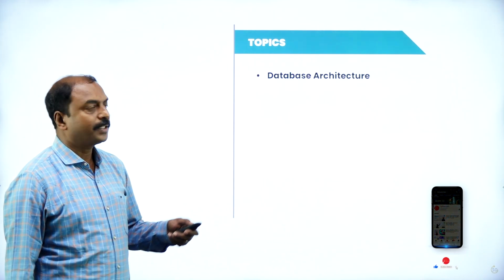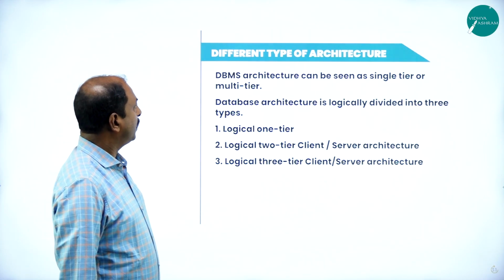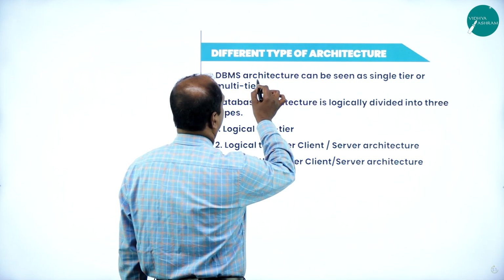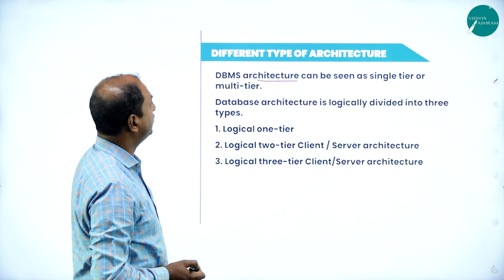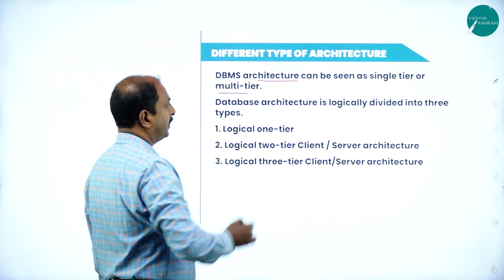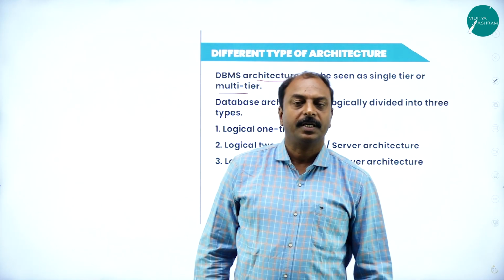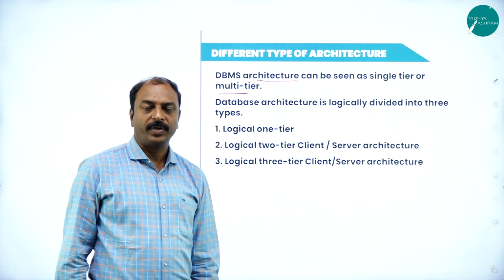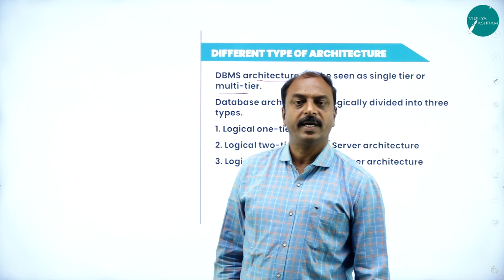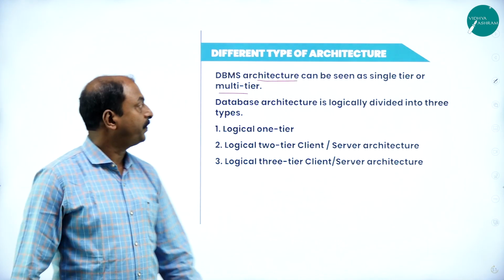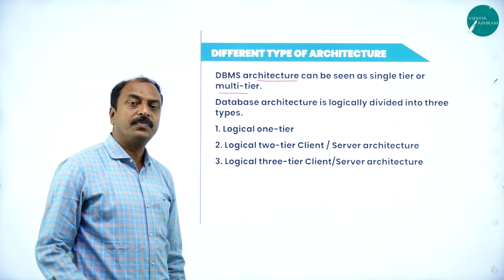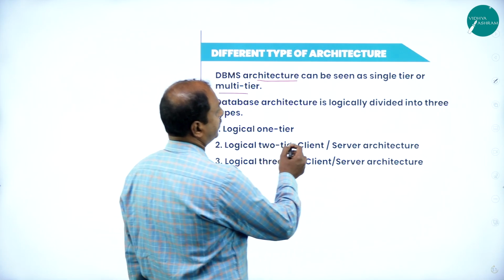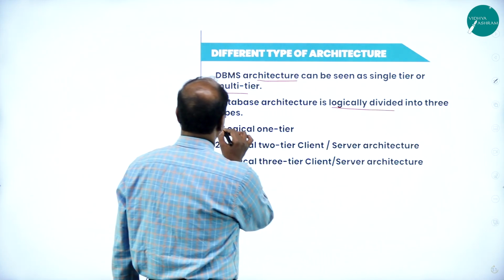Now let us see what is this architecture. What is architecture? The Database Management System architecture can be seen as a single tier or multi-tier. Actually, this architecture is nothing but how they are going to develop the software or DBMS. Based on that, we have different layers or different tiers of architecture, or different types of architecture. Accordingly, this architecture is logically divided into three types.